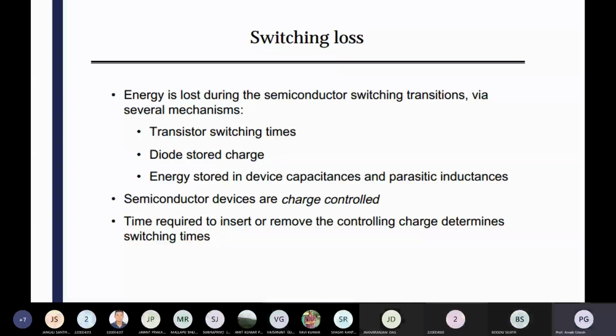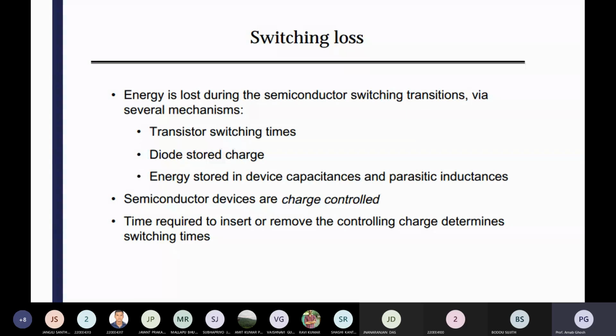Okay, so we are almost done, we have a few slides left to complete this chapter, which means completing the switching converters. Basic ideas about switching converters. The last topic in this chapter is switching losses.